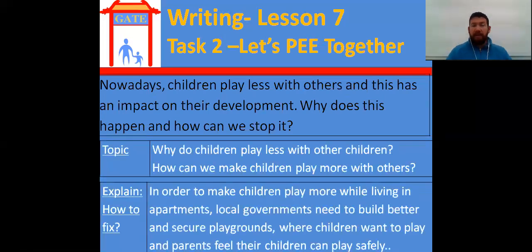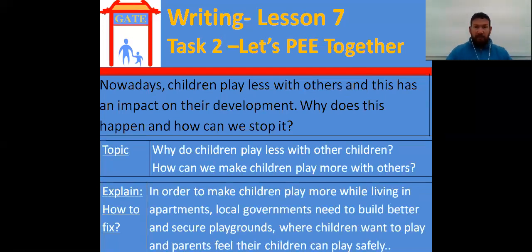Finally, I'm going to put in a solution in this paragraph. In order to make children play more while living in apartments, local governments need to build better and secure playgrounds where children want to go out to play, but also the parents feel safe letting their children play. Okay, so that's how we've put together a PEE.